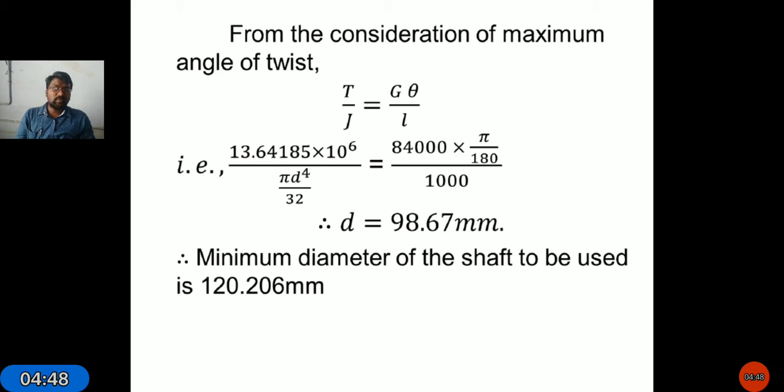Next, from the consideration of maximum angle of twist, by equating the first and last terms in the torsional equation, we can also calculate the D value. T by J equals to G theta by L. Theta is given as 1 degree, and we need to convert 1 degree into radians. The length of the shaft is given as 1 meter. So substitute the L, theta and G values in the above equation. We will get the diameter as 98.67. So the minimum diameter of the shaft to be used is 120.206.